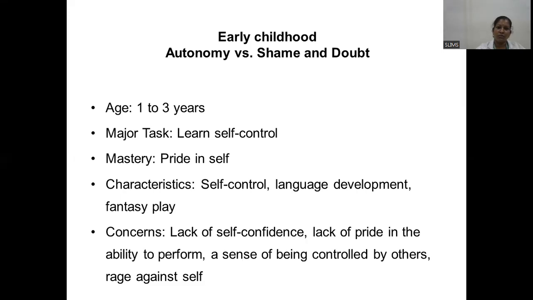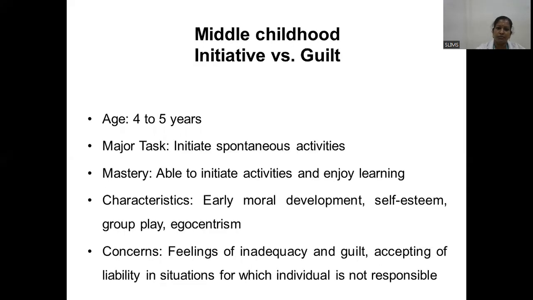So in early childhood, autonomy versus shame and doubt, the age is 1 to 3 years. The major task is to learn self-control. Mastery is pride in self. Characteristics are self-control, language development, and fantasy play. Concerns are lack of self-confidence, lack of pride in the ability to perform, and a sense of being controlled by others, and back against the self.